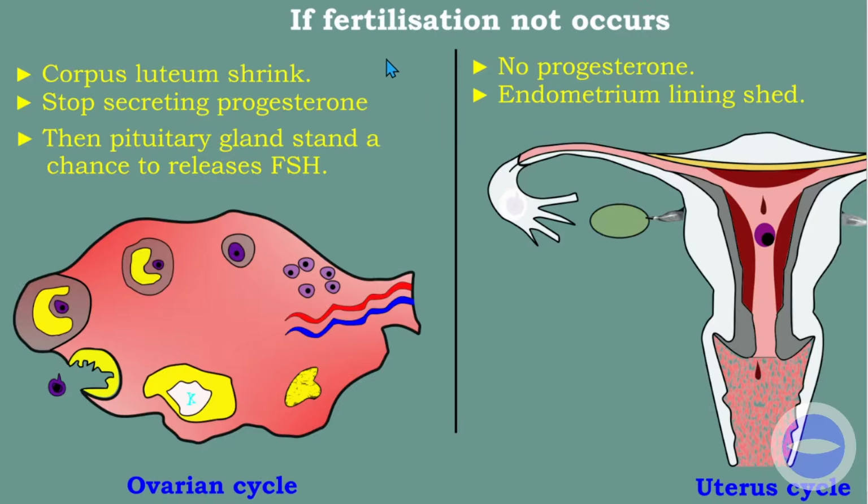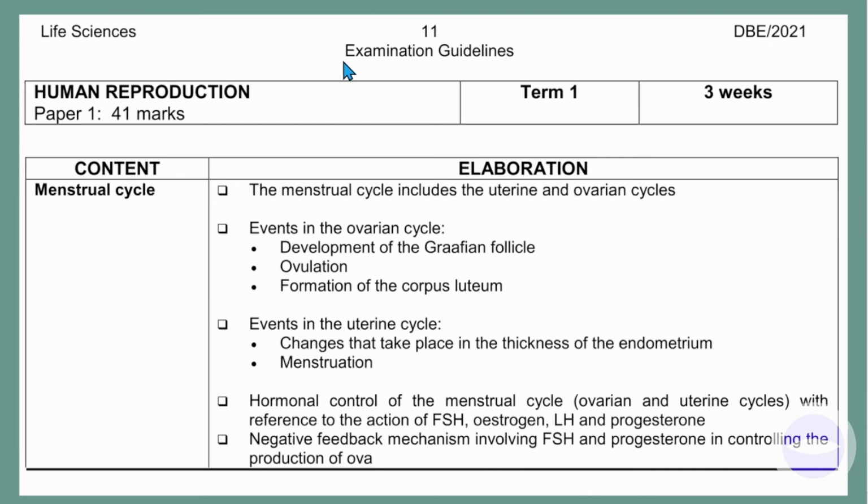And then in the uterus, if fertilization does not occur, there is no progesterone, so the endometrium lining will shed. Because there is no progesterone nourishing the endometrium, the blood will start again, and the egg, because it's unfertilized, will move out of the body with the blood. So this is the condition that takes place if fertilization does not occur. So these are the processes of menstrual cycles.